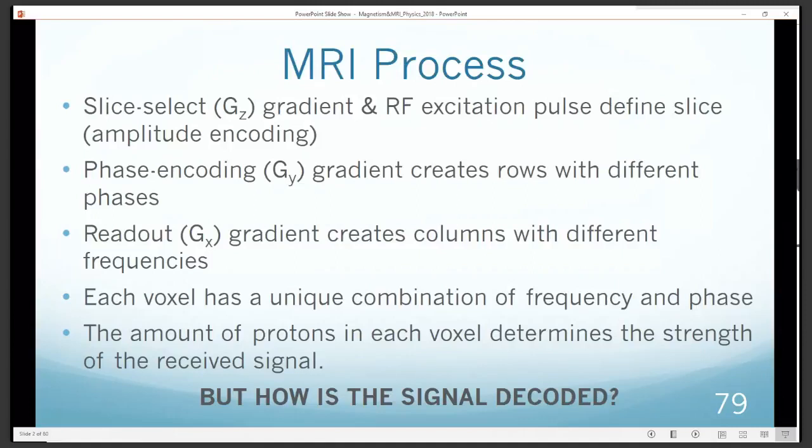But we've only touched on how the signal is decoding. That will be a topic for a future discussion.